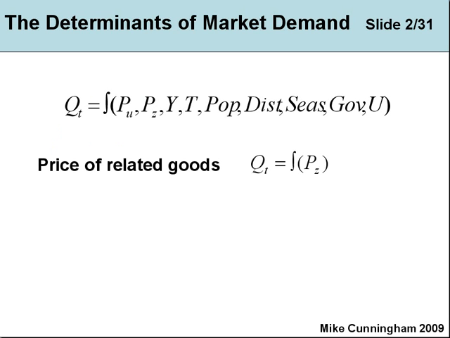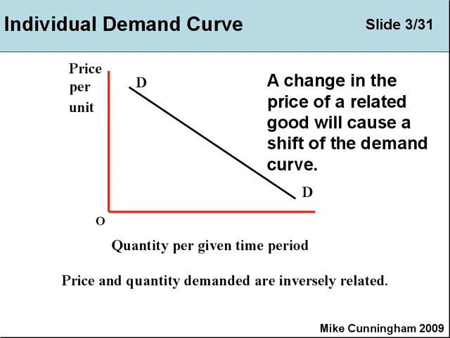So what's the relationship between the demand for a good and the price of some related good? Now, a change in the price of a related good will cause a shift of the demand curve. That's the first point. When we have a demand curve for a particular commodity, and if the price of a related good changes, then the demand curve will shift. Let's have a look at this in a bit more detail.